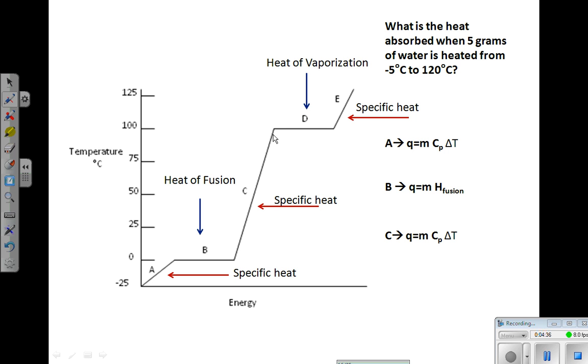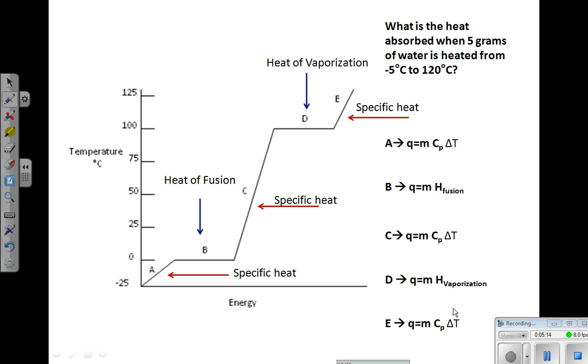Now that we have all of the water at 100 degrees, or its boiling point, we need to know how much heat is needed to change the phase from a liquid to a gas. To do that, we're going to multiply the mass times the heat of vaporization. And finally, how much heat is it going to take to raise the temperature from 100 degrees to 120 degrees? To do that, we are going to multiply mass times the specific heat times the change in temperature.